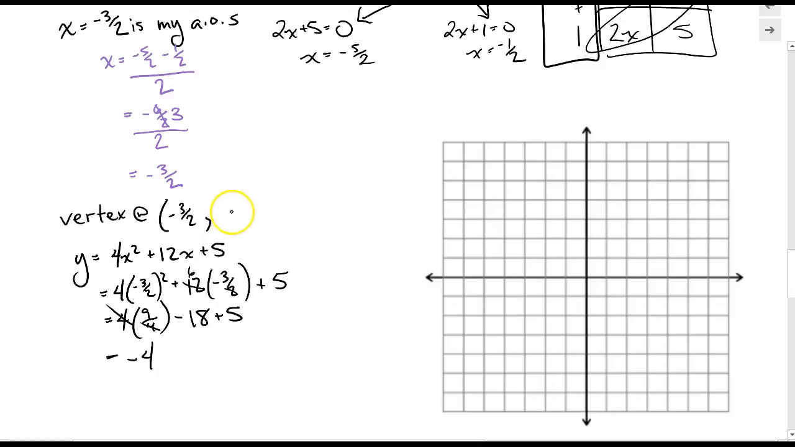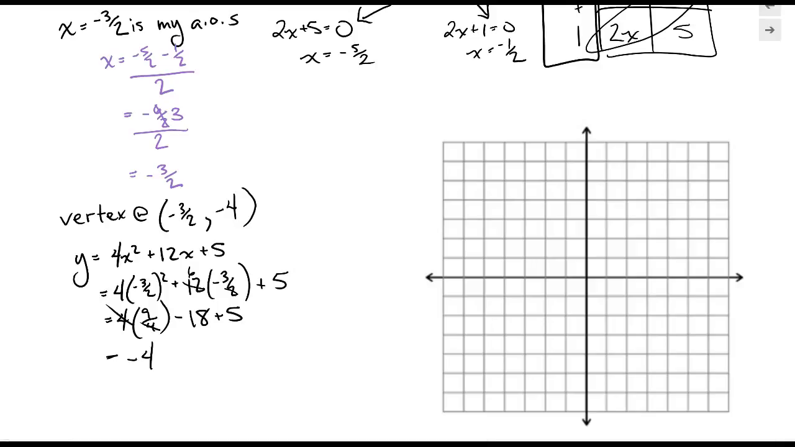So unlike the previous question, or 2 questions ago, when I said if we got a wonky x, we'll get a wonky y, that's not always the case. So we've got a pretty nice whole number for our y value for a vertex here.